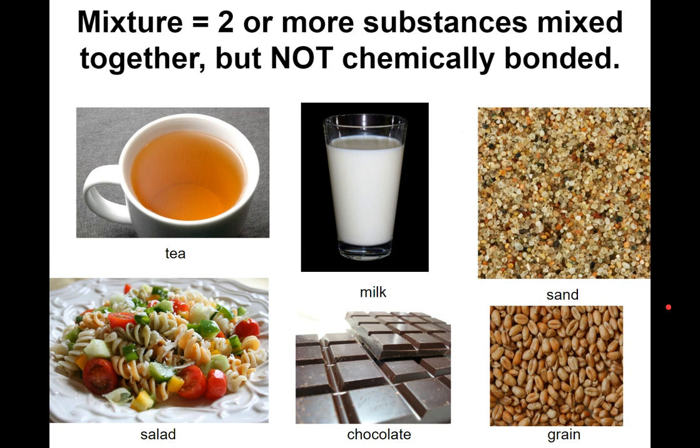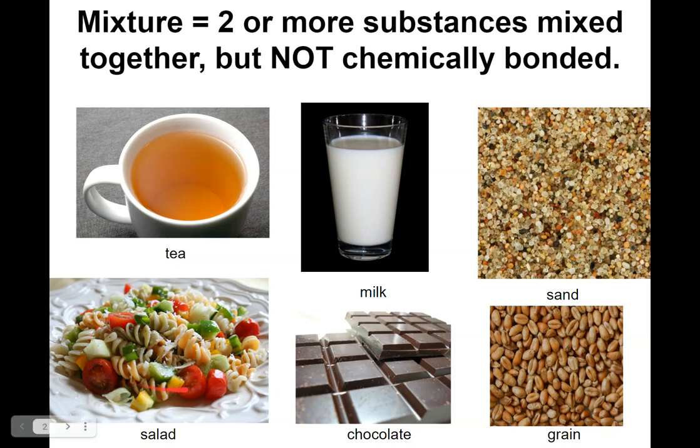Okay, remember that a mixture is two or more substances mixed together, but not chemically bonded. So here are some examples of mixtures. There are a zillion more, okay? And they can be very different, like how well they are mixed, how small the pieces are. So like this tea, you can't see these particles of tea that are in the solution. Even under a microscope, you wouldn't be able to see those.